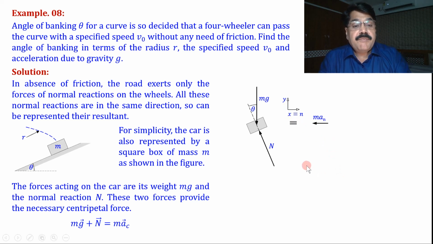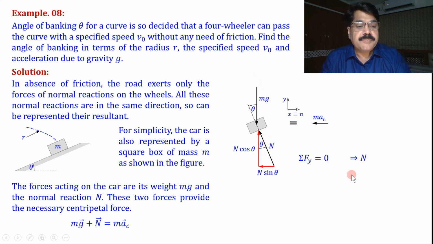Now what we can write here, first equation, summation F_y is equal to m a_y. For that we have to resolve N into its x and y components. So in this way, this angle is theta, this angle will also be theta. So this component will be N sin theta, this component will be N cos theta. So summation F_y is equal to m times 0 because in y direction the vehicle has no acceleration. So N cos theta is equal to mg. So this is one equation.